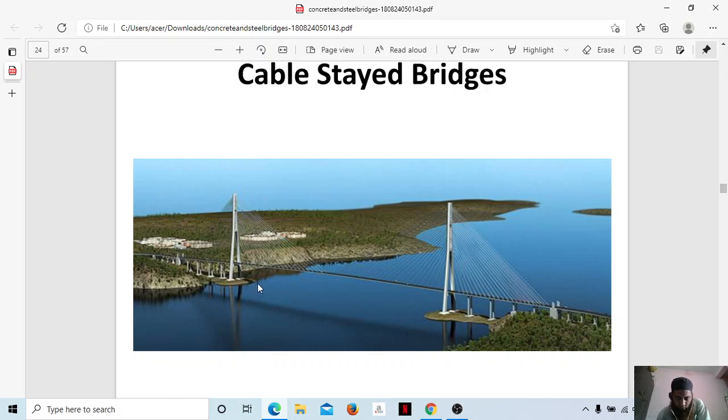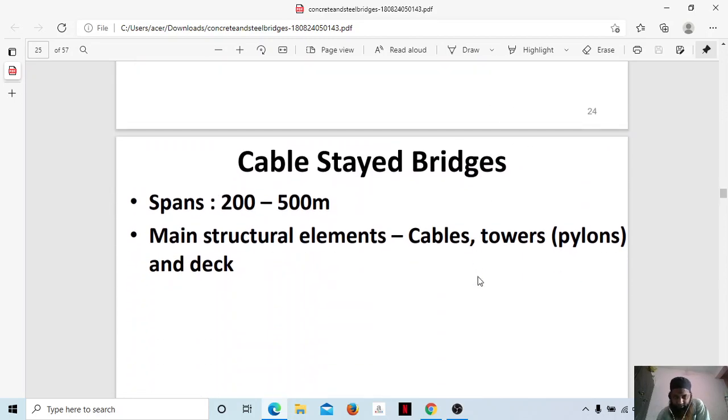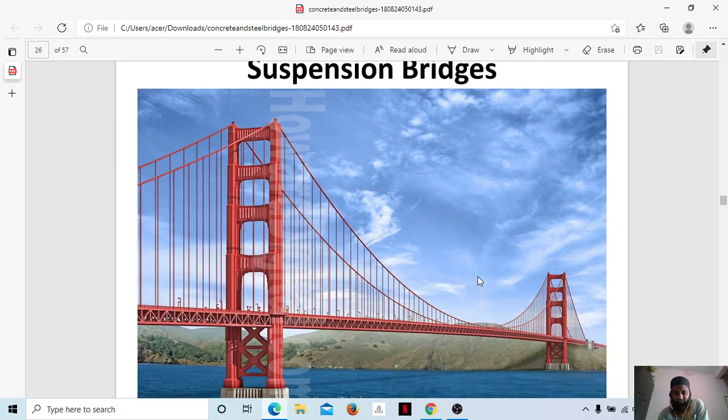You can just see how good the space given for navigation is here, and these are the cables which have been holding this bridge. You can see a span of 200 to 500 meters. This can be built for spans of 200 to 500 meters. The main structural elements are cables, towers, that is pylons, and the deck. You can just imagine such a huge span can be made using suspension bridges.